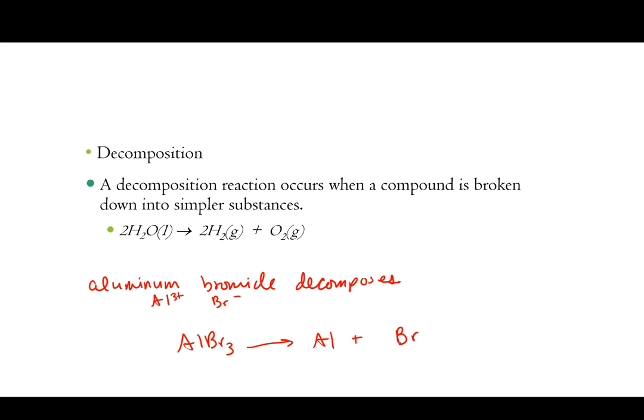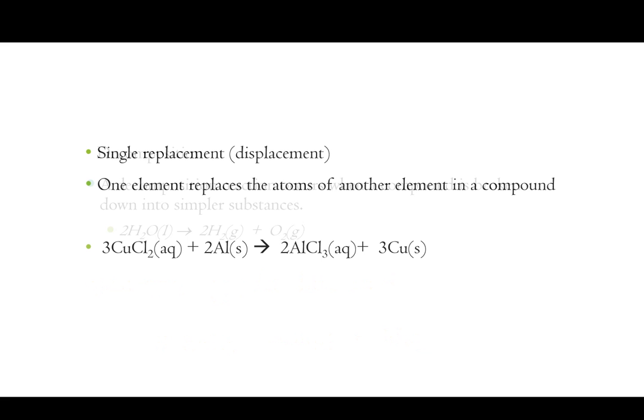When elements are by themselves, of course, you need to think about or check if they're diatomic. Aluminum is not. Bromine is, so it becomes Br2 because it's diatomic. And then to balance, you would need to do that. Okay, so that's a decomposition.